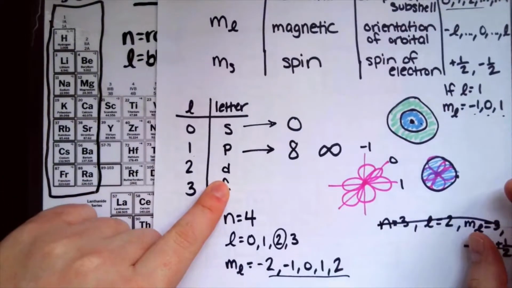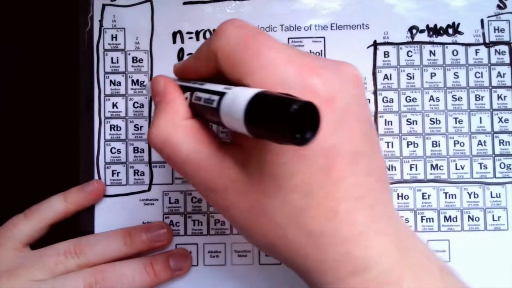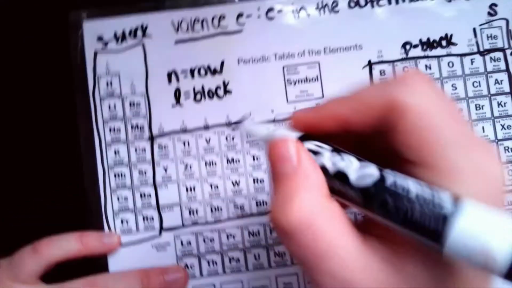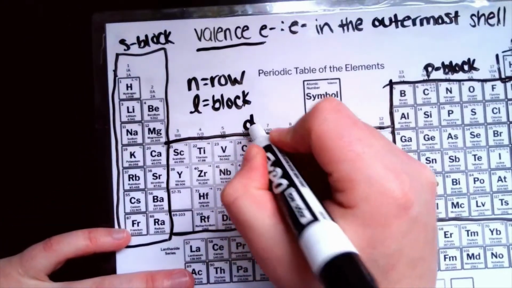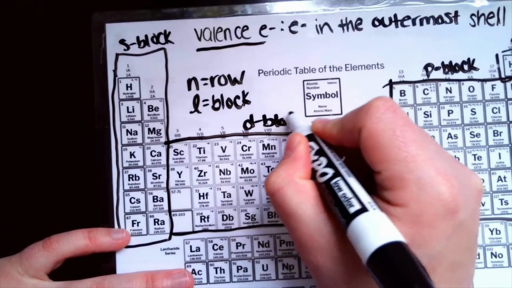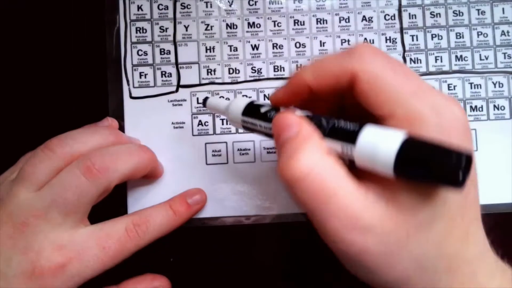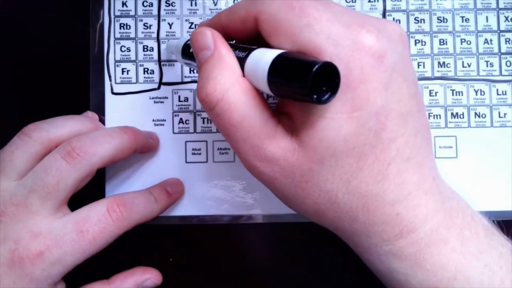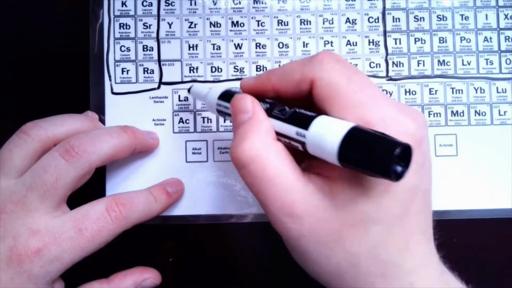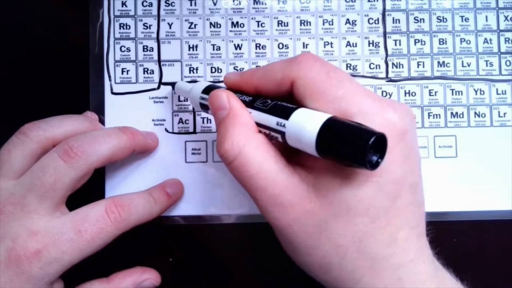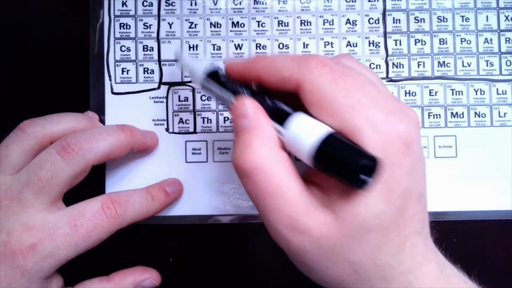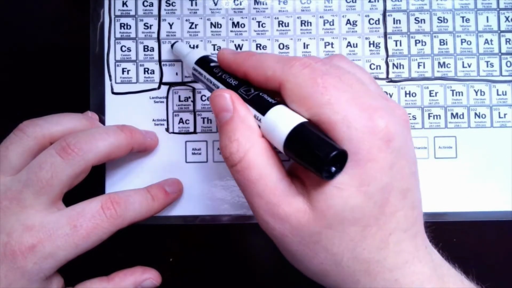After P is D, so for an L value of 2. And the D block is represented by your transition metals. So this right here is the D block. And one important thing to remember is that these two rows down here basically just get pushed right into these two spots, and these first two, lanthanum and actinium, are still included in the D block. So these are the first two here in the D block.